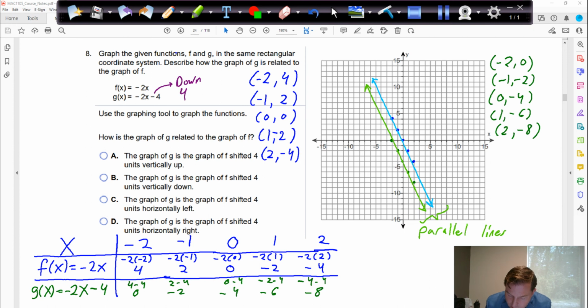So let's look at a couple. From this blue dot, I would go down 1, 2, 3, 4, put a dot. From this blue dot, 1, 2, 3, 4, put a dot. From this blue dot, 1, 2, 3, 4, put a dot. So you can make your work really quick because you can just notice that these graphs are very similar. This one's just down 4. In fact, that's the answer here. G is just F shifted 4 vertically down.